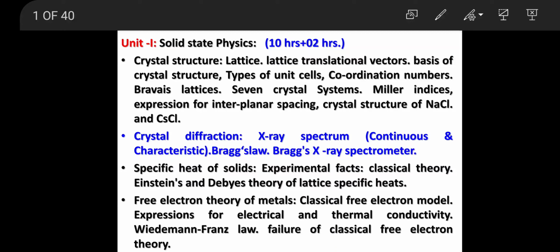Of course, the 5th chapter is semiconductor physics and then nanoscience, and that will be engaged by some other faculty.